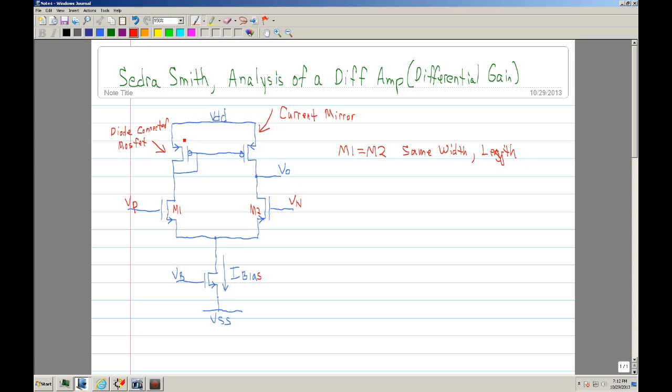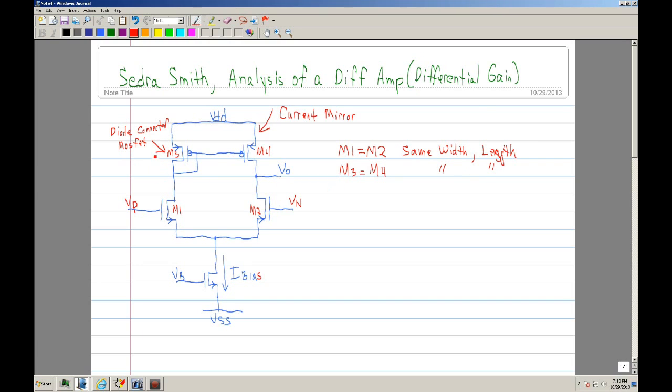Second, you'll have your loads. In this case we'll label them 3 and 4, and you want your active loads to also be matched. Basically the width the same and the length the same.